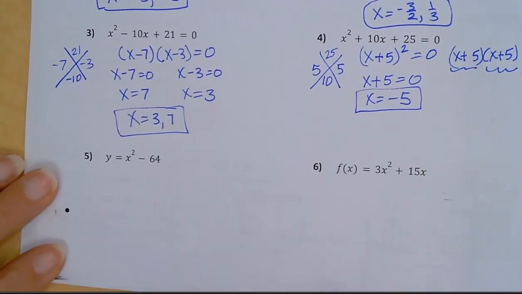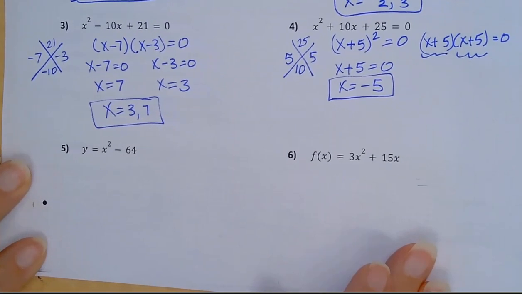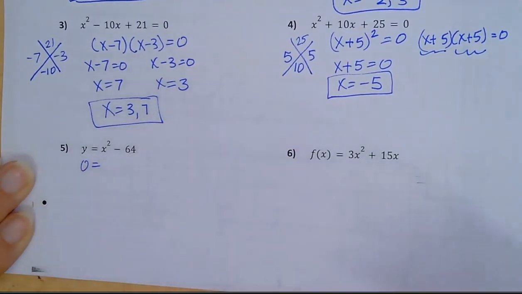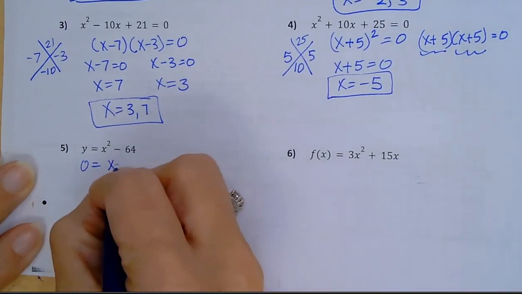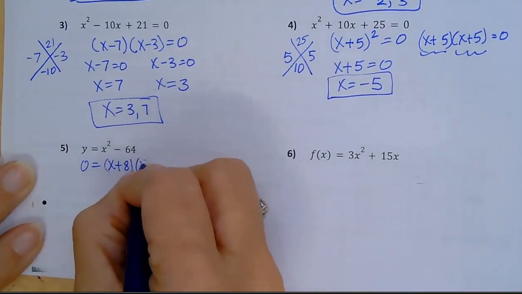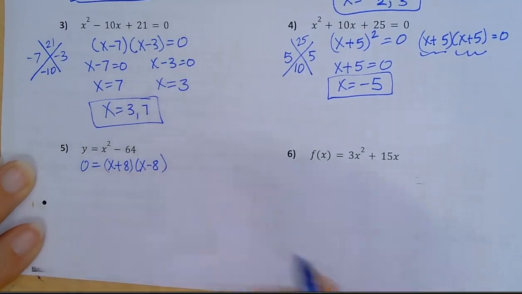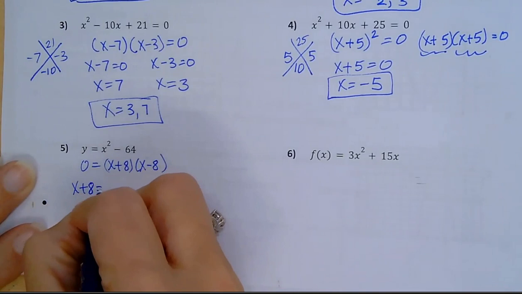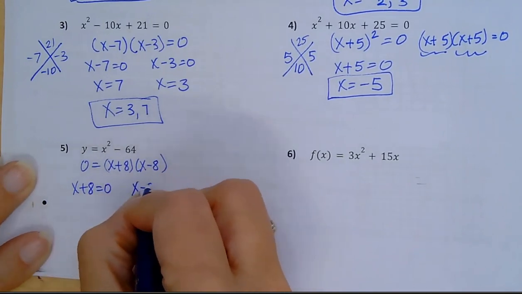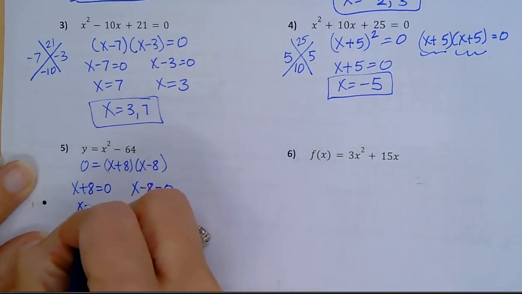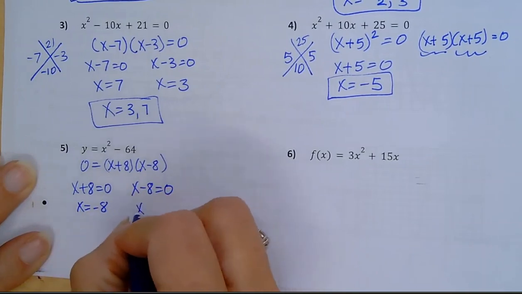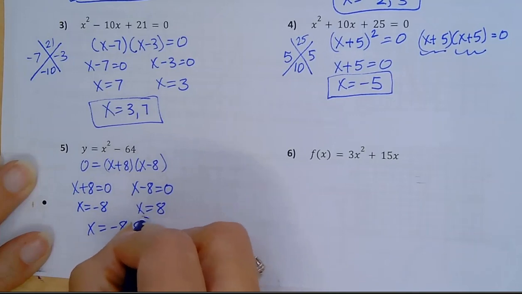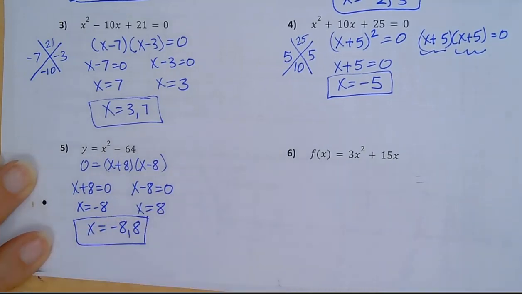Okay. y equals x squared minus 64. Now remember, when we're looking for solutions, we're going to set the whole thing equal to 0. So I'm going to say 0 equals, I see a difference of squares, so that's x plus 8 times x minus 8. Difference of squares, right? So I know x plus 8 equals 0 is one way to get a solution, and x minus 8 equals 0 is the other way. So x equals negative 8, and x equals positive 8. x equals negative 8, 8. Those are my two options.